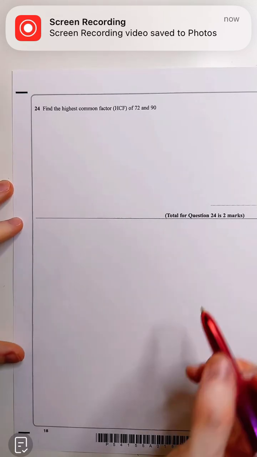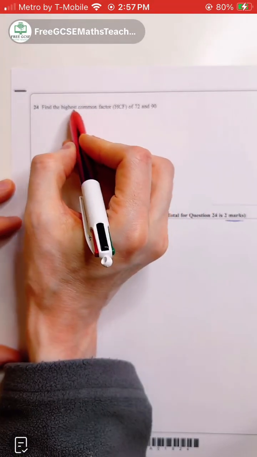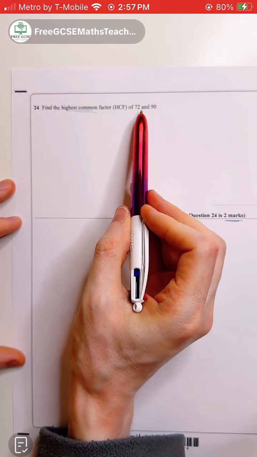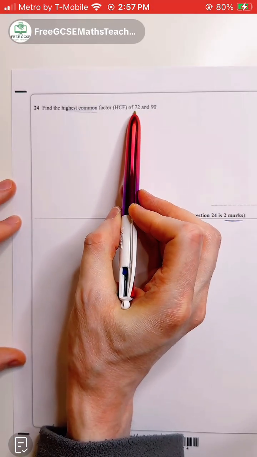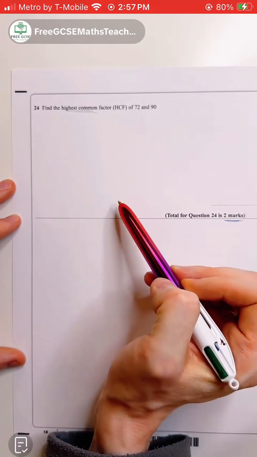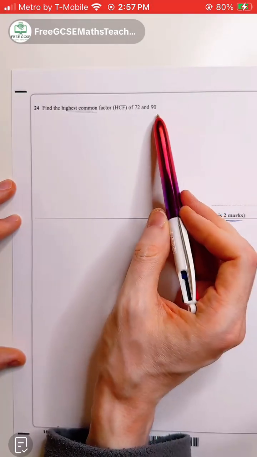For the same question, this one was 2 marks. It wants the highest common factor. What does that actually mean? Well, highest common factor means you want the largest number that divides into 72 and 90. There's no point listing out all the factors of 72, you're there all day, like 1, 72, 2, etc. Listing out the factors of 90, 1, 90, 2, 45, 3, 30, you're there all day.